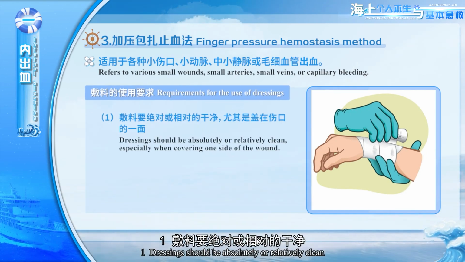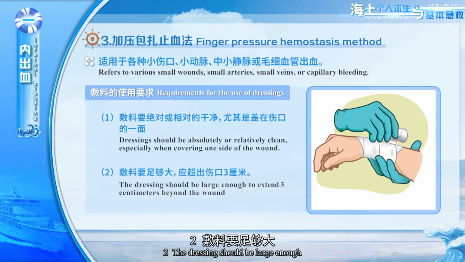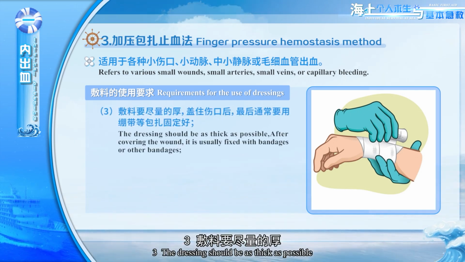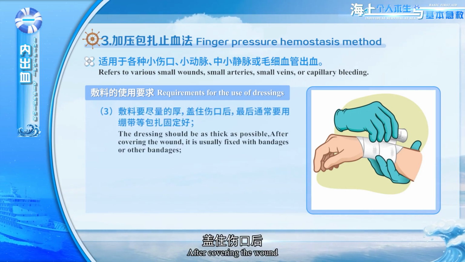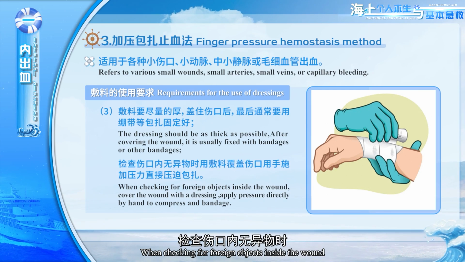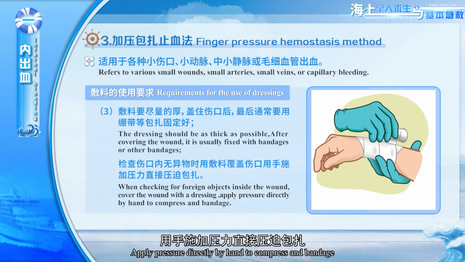1. The dressing should be absolutely or relatively clean, especially when covering one side of the wound. 2. The dressing should be large enough to extend 3 centimeters beyond the wound. 3. The dressing should be as thick as possible. After covering the wound, it is usually fixed with bandages or other bandages. When checking for foreign objects inside the wound, cover the wound with a dressing. Apply pressure directly by hand to compress and bandage.